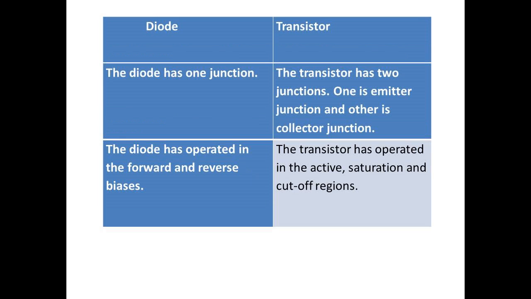The diode has one junction. The transistor has two junctions. One is emitter junction and the other is collector junction.